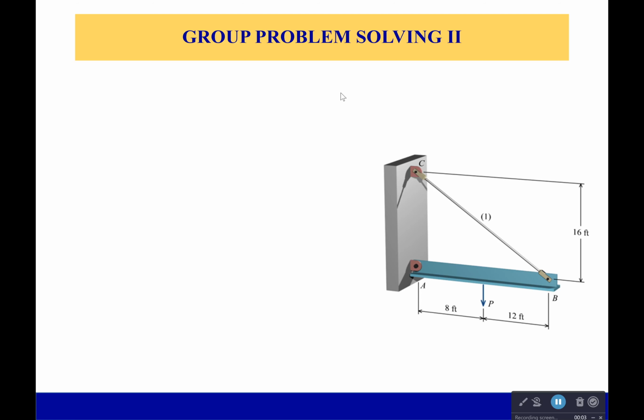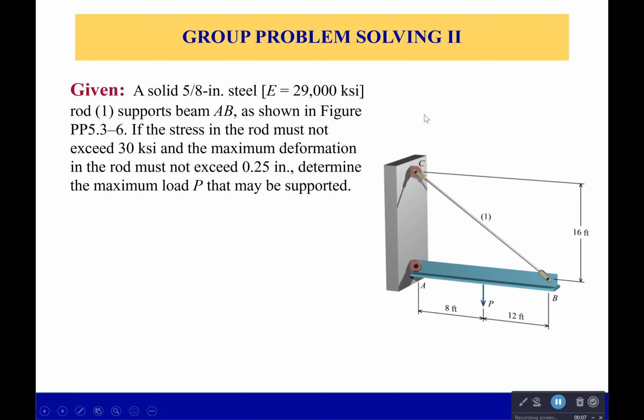So now we've got our second group problem, so let's try it out and see how we do. So what do we have? Well, we have a solid steel rod that supports beam AB right here. Now if the stress in the rod must not exceed 30 ksi and the maximum deformation, oh no, it's an optimization problem. The rod must not exceed 0.25 inches, determine the maximum load P that can be supported. And we're going to assume that this is a rigid beam right there. But usually you can tell when it's a T-beam because those are pretty stiff.